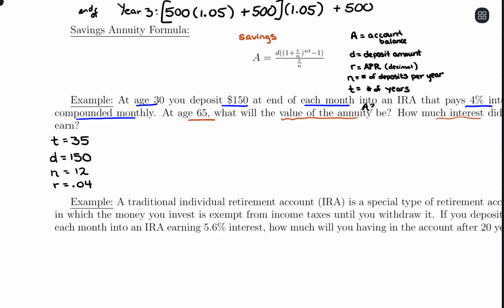Okay, so using our formula, we're going to have A equals, we're going to separate our big numerator and denominator. And what we'll have is 150, 2 sets of parentheses, 1 plus 0.04 divided by 12 to a power of 12 times 35. And then all of that minus 1, and then we close parentheses, all over 0.04 over 12. And then we're going to take that and just plug it into the calculator.